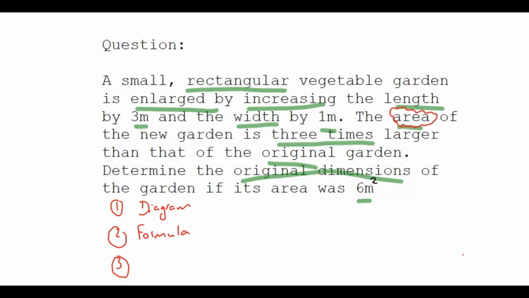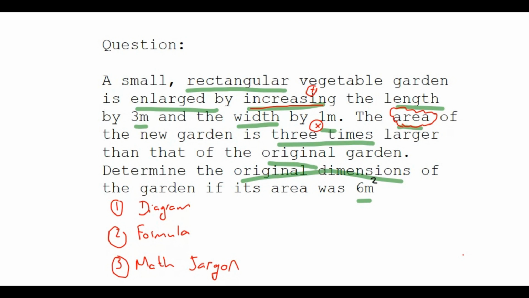And 3, math jargon or math terms. They said words like increasing, meaning plus. And then they said 3 times, meaning multiply. We need to look out for these in our question paper. And did you notice, while I was reading with you, I was highlighting special words. We have a rectangle, it's enlarged, increasing, width, area, 3 times, original dimensions. Meaning, what are they actually asking us?